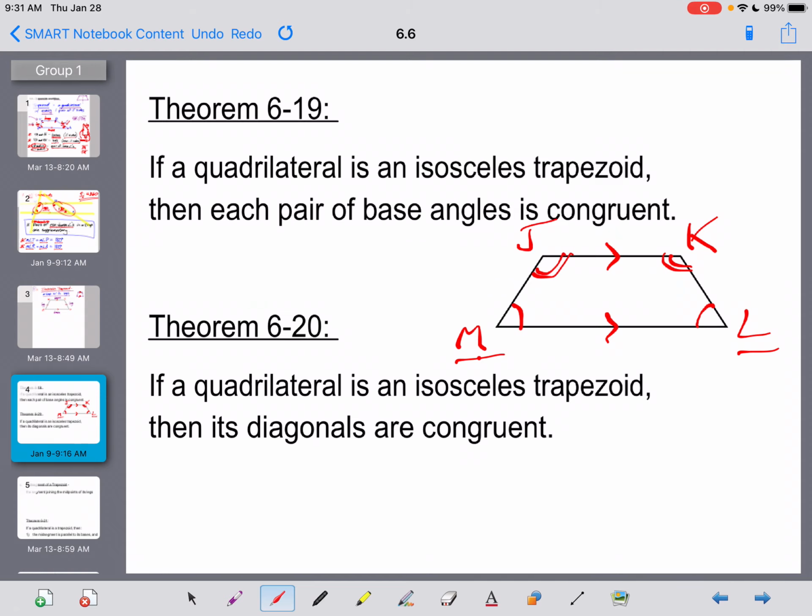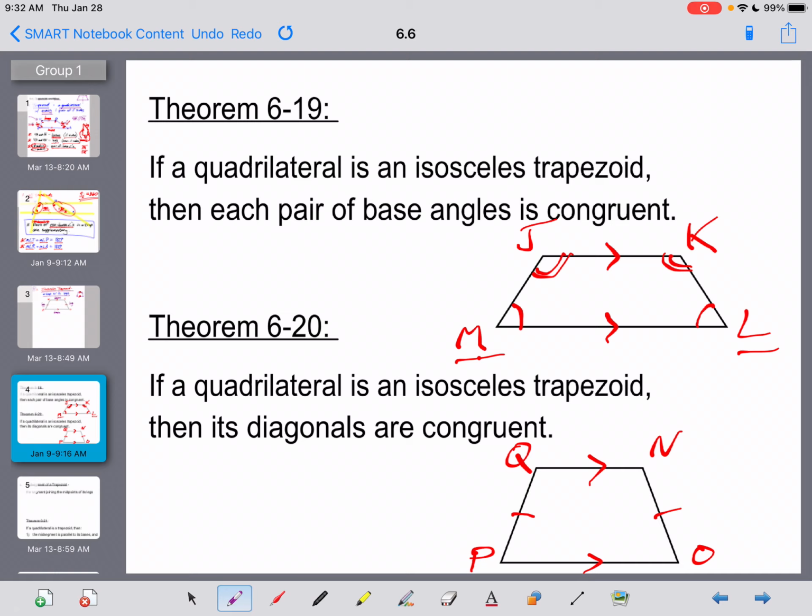And going along with the symmetry of this as well, let's talk about theorem 6-20. Let me draw another slightly different isosceles trapezoid, but there you go. I'm going to call this thing N, O, P, and Q. Again, an isosceles trapezoid, and it looks like QN is parallel to PO, and QP is congruent to NO. This theorem tells us, again, something that I think passes the eye test. If this quadrilateral is an isosceles trapezoid, then its diagonals are congruent.